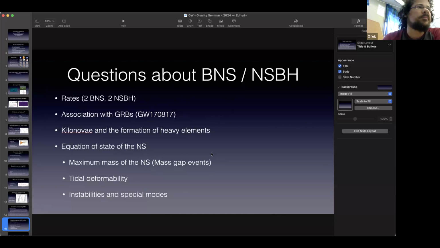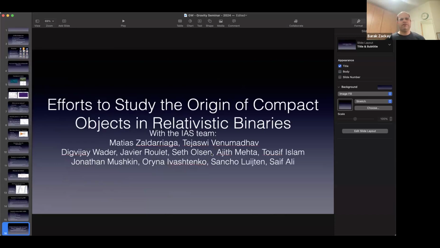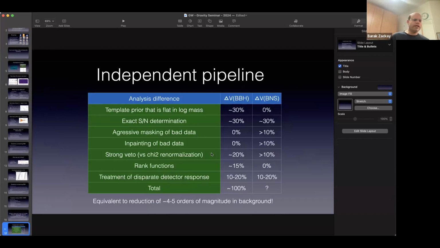Okay. And instabilities and special modes might actually also tell you something about the equation of state of the neutron star. Good. So what are our efforts? In the last 10 minutes of this talk, what are our efforts to study the origin of the compact objects in relativistic binaries? First of all, why are we talking about this? Maybe why doesn't LIGO do it themselves?